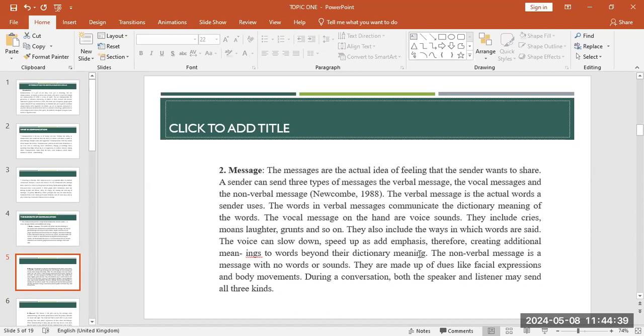I'm assuming a situation whereby a student has come late to a class. The lecturer tells the student, get out. The student becomes so mad that he walks out in protest and bangs the door. That is communication. You have communicated non-verbally.